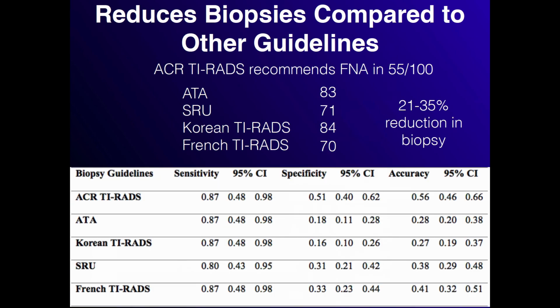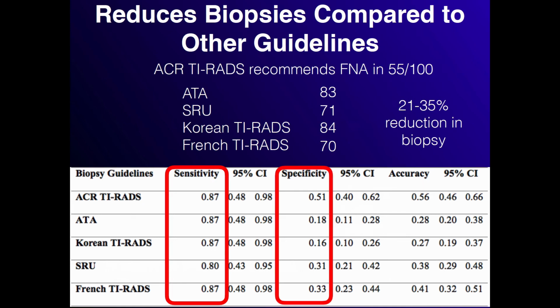But then if you're recommending fewer biopsies, are you missing cancers? Well, actually, no. In fact, the SRU missed an additional cancer that the others didn't miss. ACR TI-RADS performed the same in terms of detecting cancer as the other guidelines. But because it recommended fewer biopsies, the specificity was much better. It was more than 50% compared to SRU, which is 30%, and look at ATA, it's only 18%. And so the overall accuracy of ACR TI-RADS was higher than the other risk stratification systems out there.